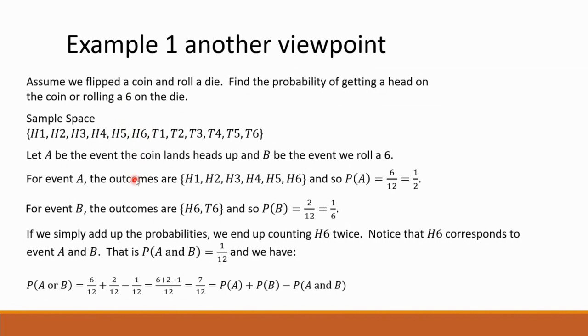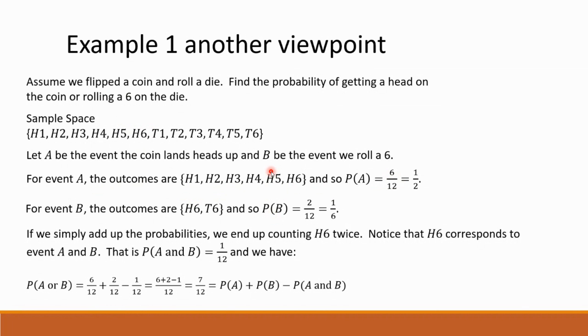So what would event A look like? Well, the outcomes in it are these. We have H1, H2, H3, H4, H5, and H6. The coin lands heads up. And so the probability of A is 6 out of 12, which is a half.